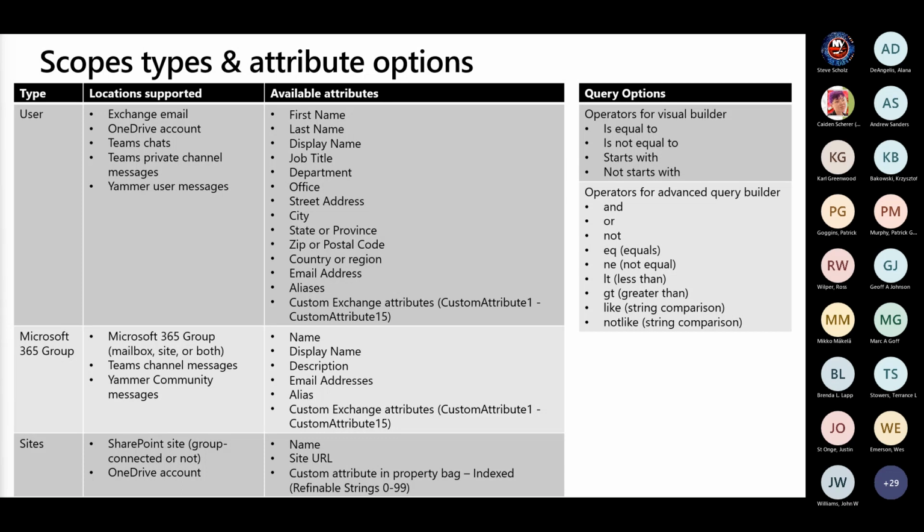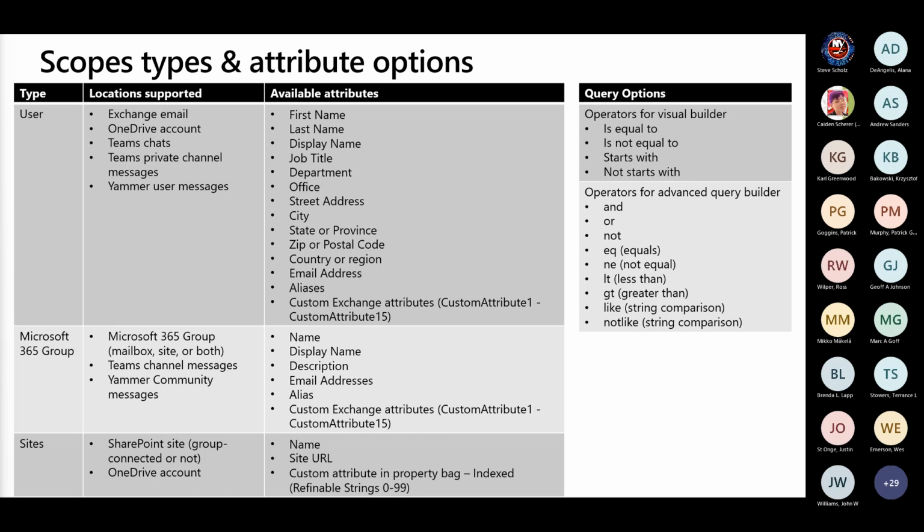Now, with adaptive scopes, there's really 3 different types of scopes that you can create, each type supporting specific locations and specific attributes or properties that you can scope to. I'll show this in the demo a little bit better so you can get a better idea of what I mean here. But really, the 3 different types of scopes are user scopes, which are going to be targeting Azure AD user objects. You have group scopes, which target Azure AD group objects, and you have site scopes, which target SharePoint sites, right?